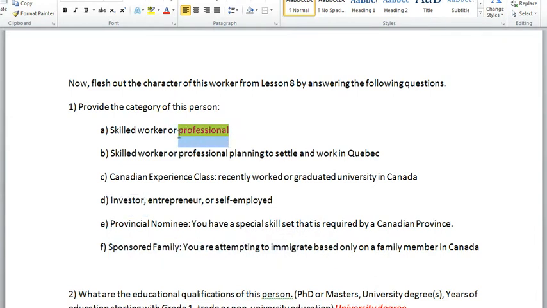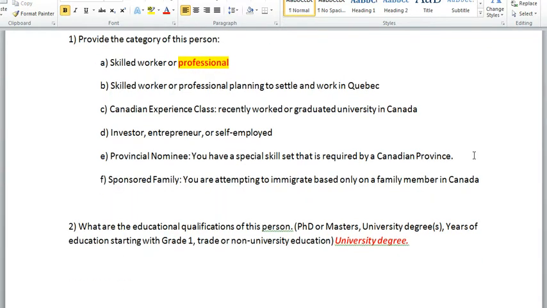For me, I chose professional rather than skilled worker. A skilled worker is someone who really works with their hands, sort of a blue-collar type worker. I thought that the job of writer fell into this category. So that's the one that I chose. I just highlighted it so it was visible.